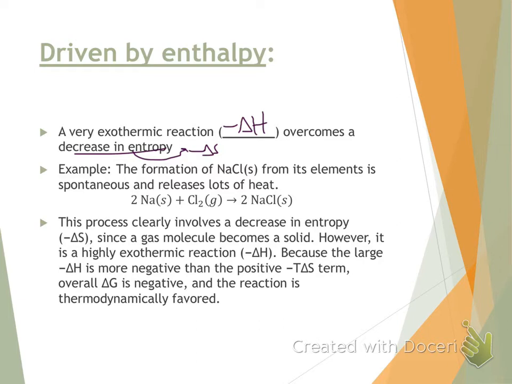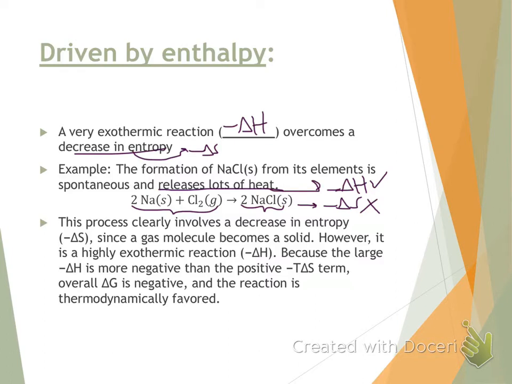So, for example, the formation of our sodium chloride solid from its elements is spontaneous. It releases a ton of heat. Because it's releasing lots of heat, we have that negative delta H, but we're going from 2 moles of a solid plus a mole of a gas to 2 moles of just a solid. That's a negative delta S. So our enthalpy is favorable to nature, but our entropy change is not.